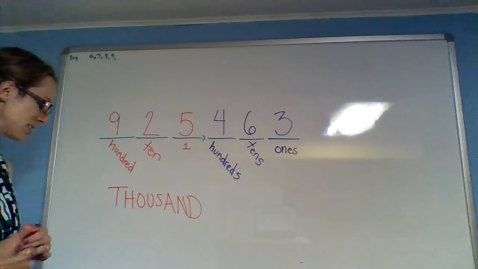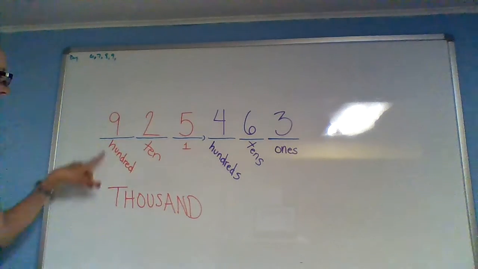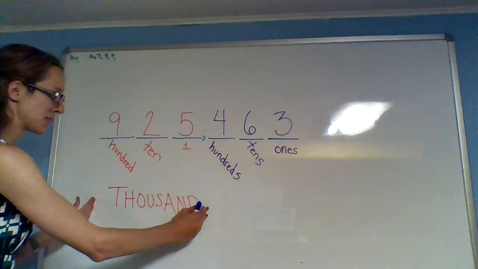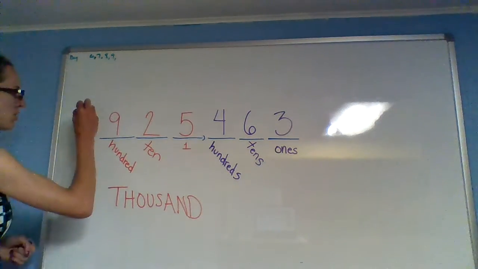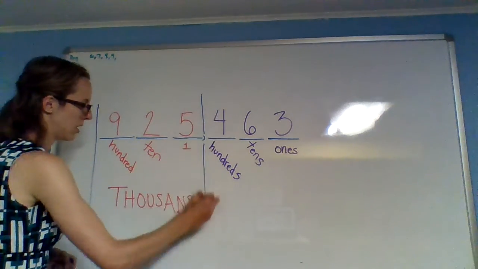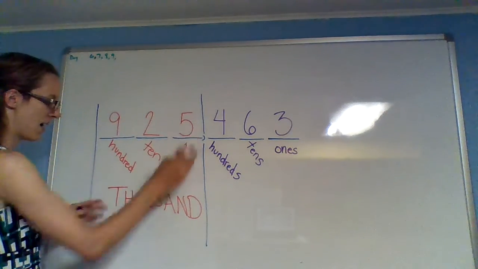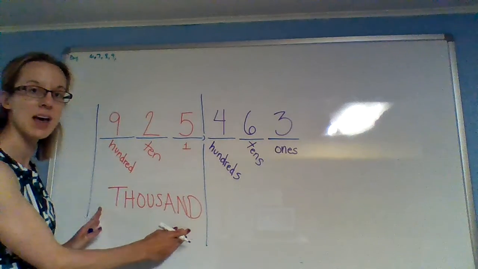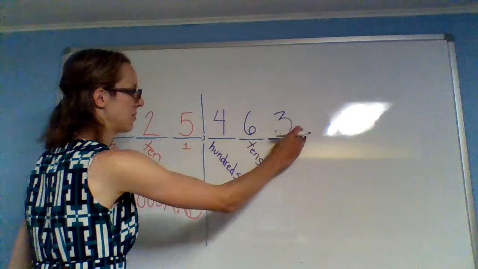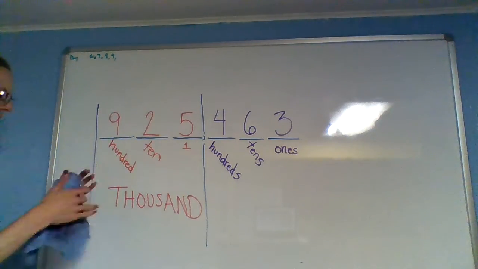When I go to read these numbers, I then kind of read them in chunks as well. So I would read 925,000. So I'm thinking of this chunk first. I'm thinking about just saying this number, 925, and then I say which category it came in, 1,000, and then I go to my next part, 463.